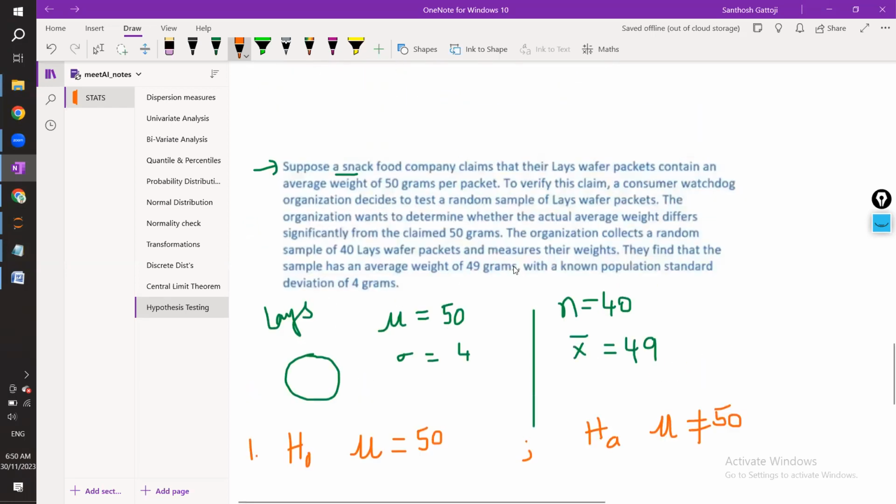Okay, see here, the point is the consumer wants to decide whether the actual weight differs significantly from 50. Try to focus on this line. They want to check whether the average weight actually differs from 50. That means they want to check whether it is 50 or not. That means it could be greater than 50 or it could be less than 50.